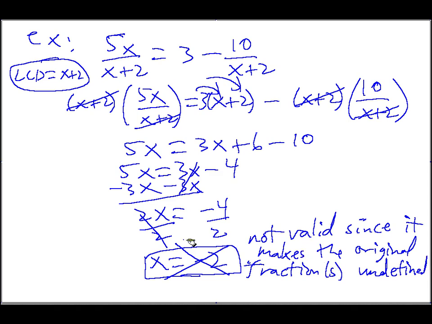Okay, so again, this solution is not valid because when I plug in negative 2, so my answer is negative 2 here, when I plug it back into the original, I will get what? I will get 0 in the denominator. Negative 2 for x plus 2, negative 2 plus 2, 0. And we can't have a fraction with 0 in the denominator. That's undefined. So therefore, this answer here is not valid.